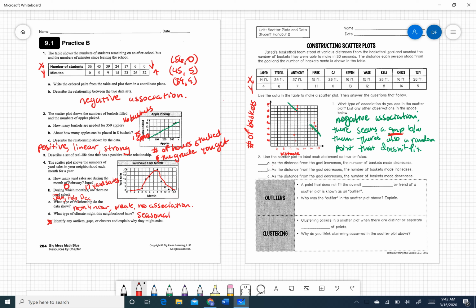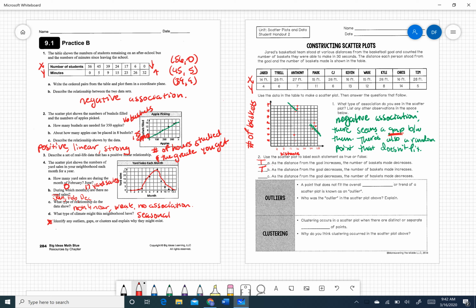Okay. So next we're going to use the scatter plot to label each statement as true or false. And so for part A, it says, as the distance from the goal increases, the number of baskets made decreases. Right, and so I would say that that's probably true. As the distance increases here on the x-axis, the y-axis goes down. So I would say that that's probably a true statement. Okay. Then we have, as the distance from the goal decreases, the number of baskets made increases. And so that's just the inverse or the opposite of that last statement. So that also I would say is true.